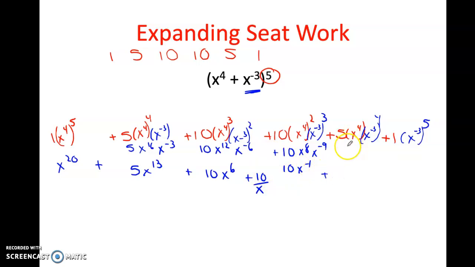Plus, this is going to give me 5x to the 4th, x to the negative 12th. So we're going to have 5x to the negative 8th. So this should be plus 5 over x to the 8th. And this is just x to the negative 15th. So plus x to the negative 15th.